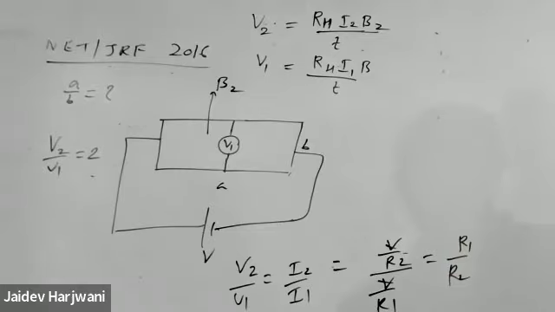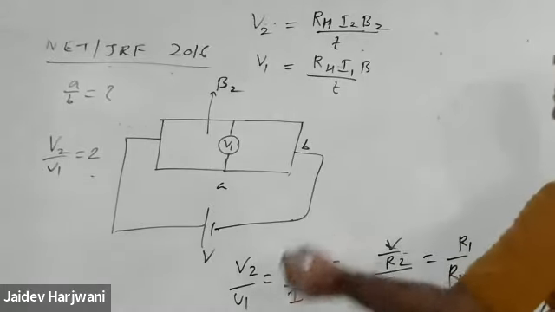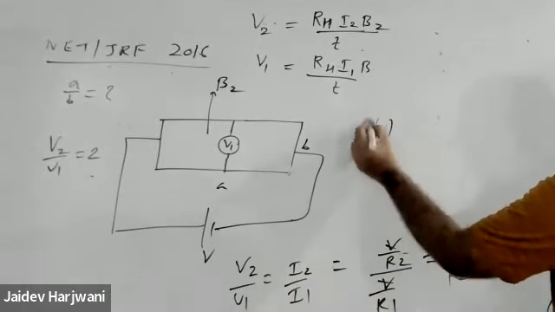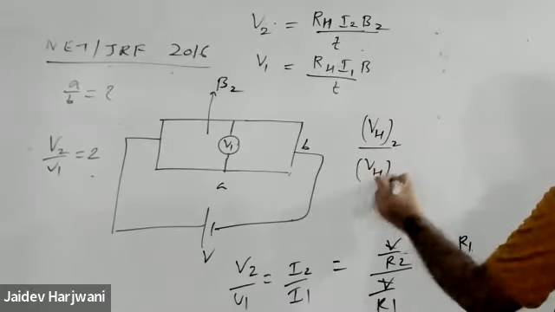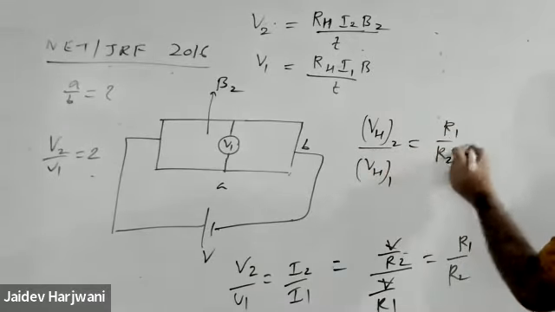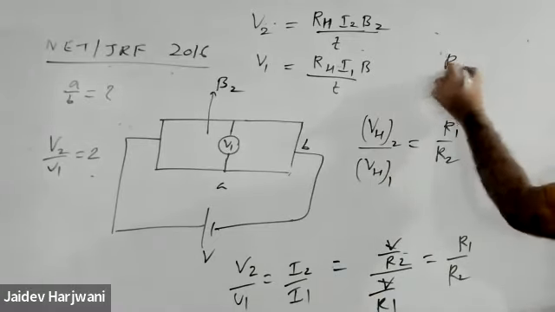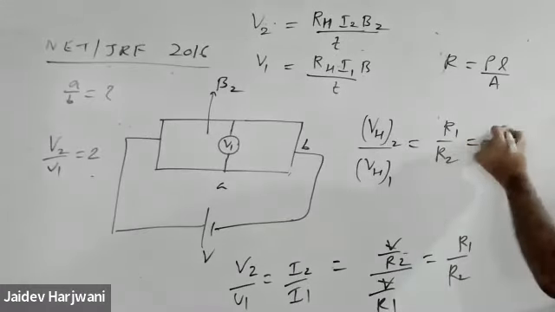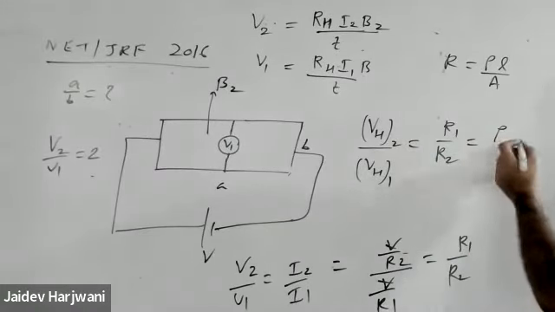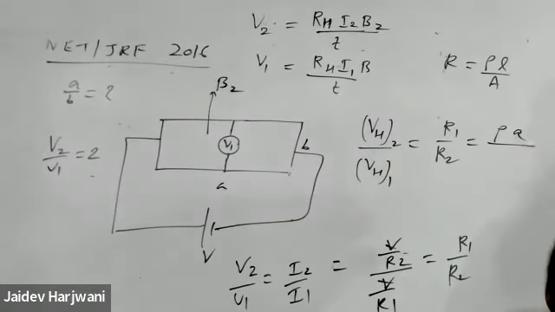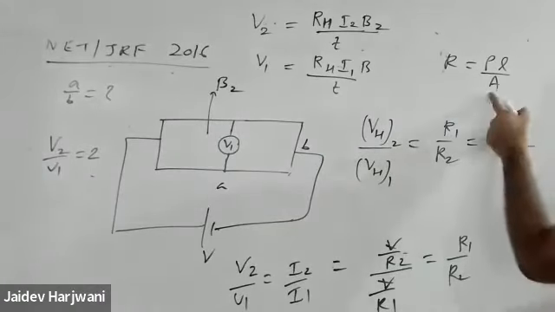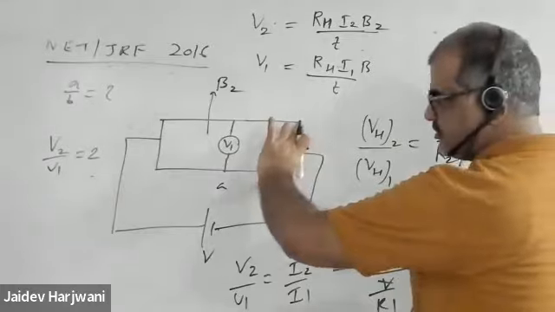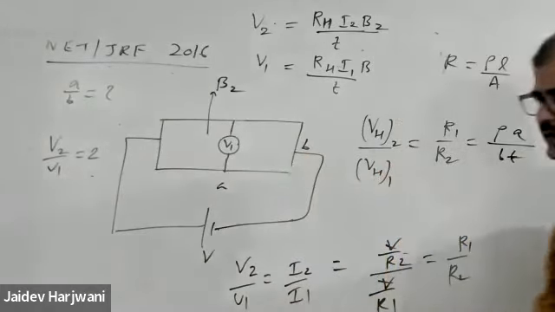Okay, now you know R1 by R2, so you are getting the whole voltage. This is the Hall voltage: Hall voltage 2, Hall voltage 1. This is your R1 by R2, and R1 is what? R is rho L by A. So now rho is the same. In the first case, the length is A. Area is what? Cross section is what? B into T. If you assume thickness T, in the first case you have this cross section B into T. Are you getting my point?